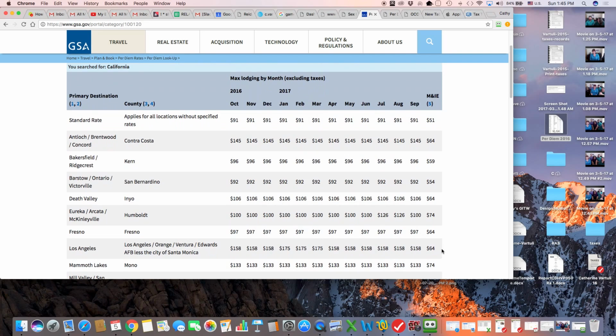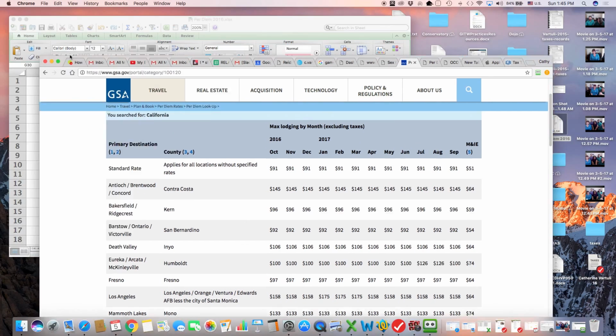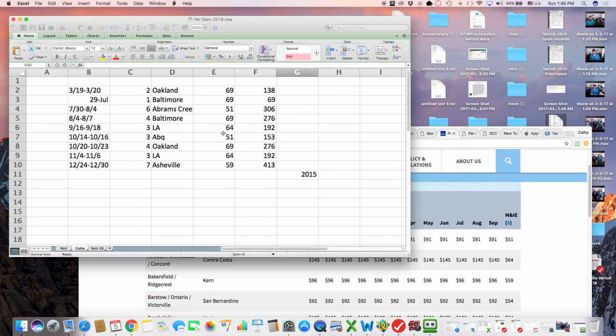Okay. And for people that are not corporations, even LLCs have to use the meals and incidental expenses. So we're looking at this amount. For Los Angeles, it's $64. So I would go back to my sheet, and for LA, I put $64 in each place.